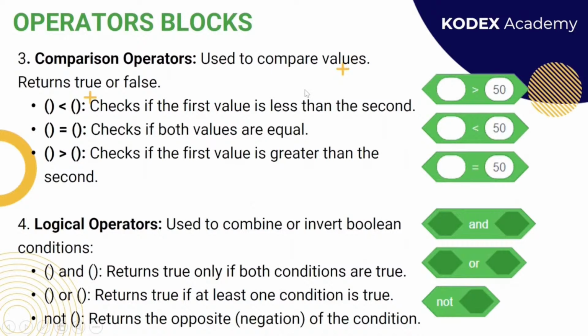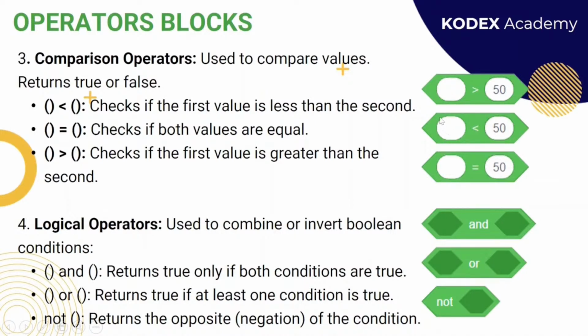Now the next one is comparison operators. These are used to make a comparison between two values. On the basis of that your result will be true or false. Like here, the number is greater than 50, the number is less than 50, and the number is equal to 50. This value you can change, and here also you can decide.